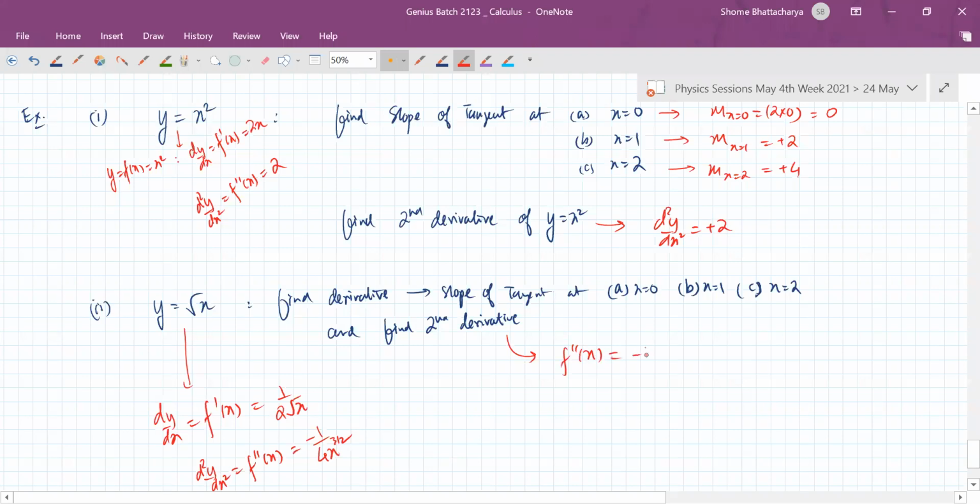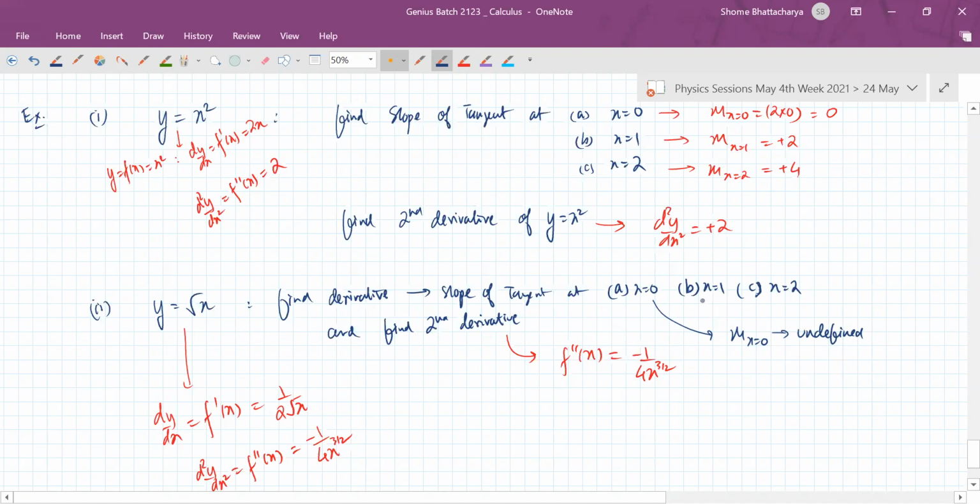But very interestingly, you'll see that the second derivative is therefore a negative quantity. What that tells me is that the derivative itself is decreasing. And that trend you will see over here. What is the slope at x equal to 0? The slope is undefined. But if I take a value slightly greater than 0, the slope is tending to infinity.